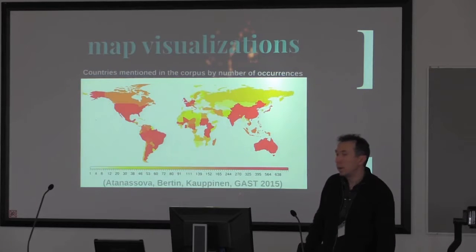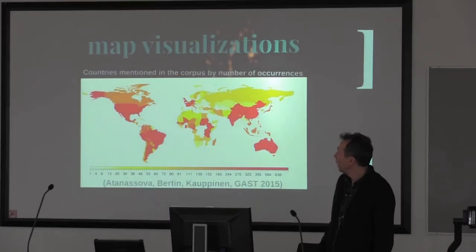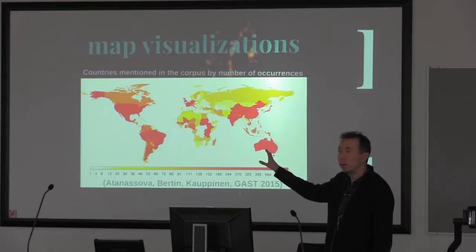Then another one, we took the same data set and we plotted it on maps. So what can you see here? This is the 23,000 articles about tropical diseases. Tropical diseases. Can you see something interesting here?